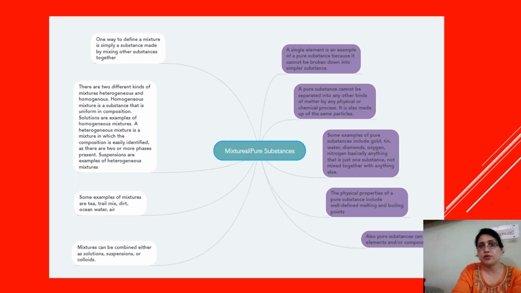Okay, some mixture versus substances. You can see this. I have just made this slide for better understanding. Once you have this in your mind, you need not remember so much of the text. So don't you worry, because you may be finding that there is so much text, but it is not like this. It's simple, whatever you have learned, it is in summary. Mixture versus pure substance. A single element is an example of pure substance because it cannot be broken down into simpler substances, which you have already studied in previous slides.